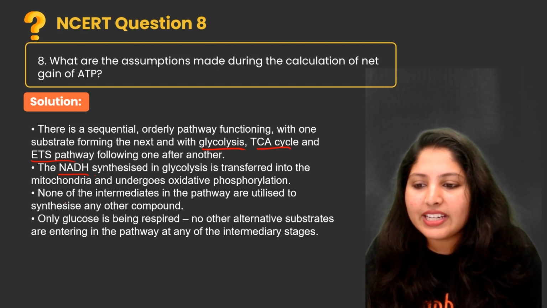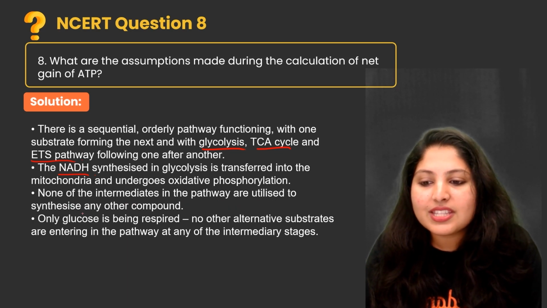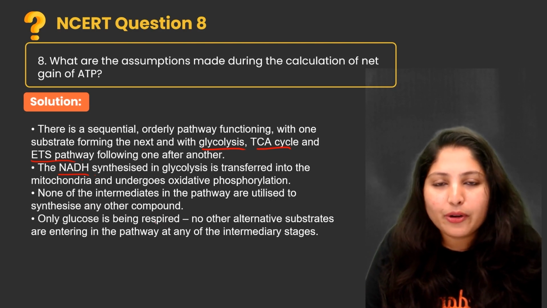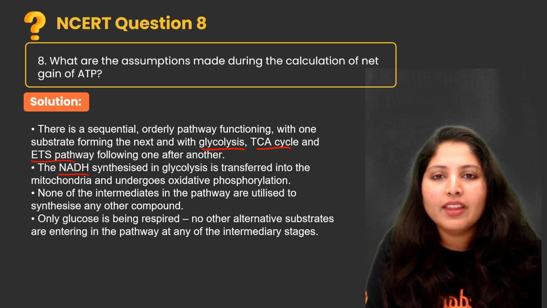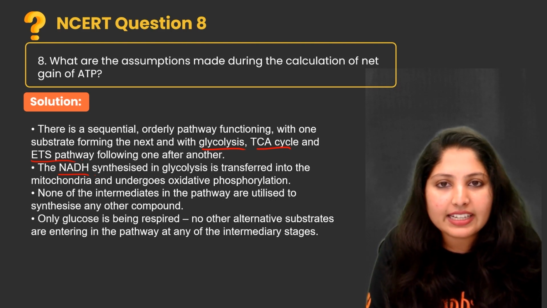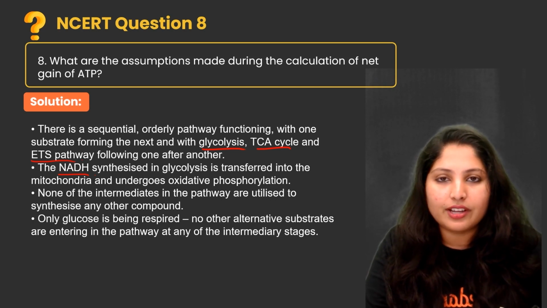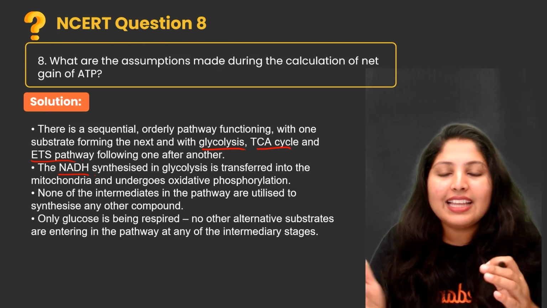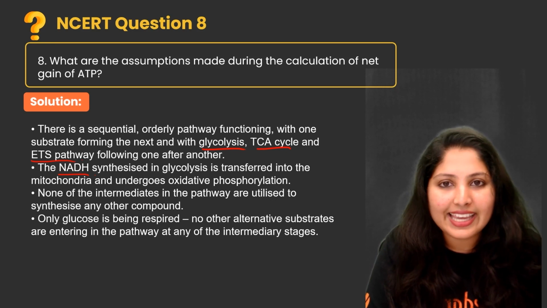Next one, none of the intermediates in the pathway are utilized to synthesize other compounds. See, this pyruvic acid directly enters the Krebs cycle, then only will we get this 36 ATP calculation. If this pyruvic acid moves to some other reaction, or is involved in some other reactions, then there is no Krebs cycle. When there is no Krebs cycle, there is no 36 ATP.